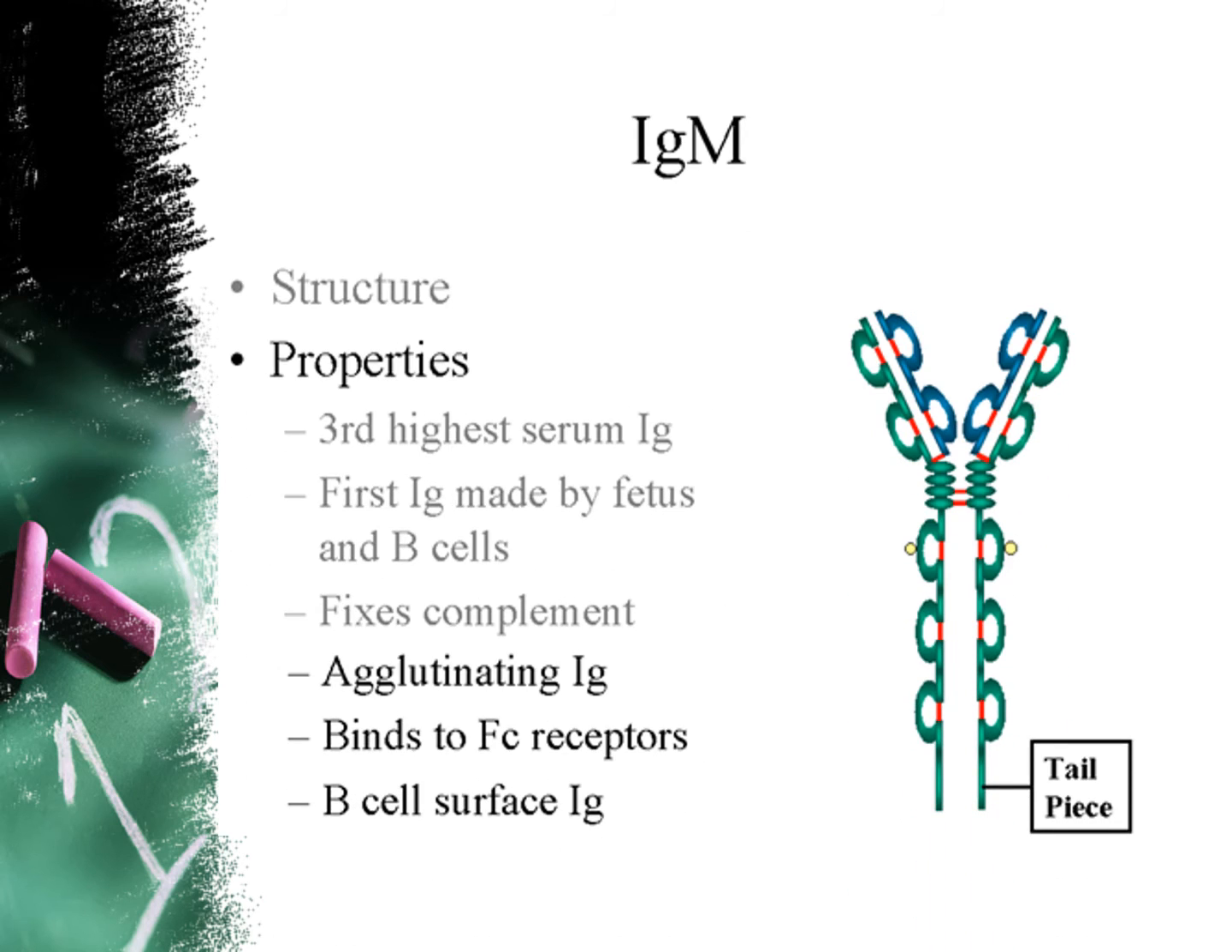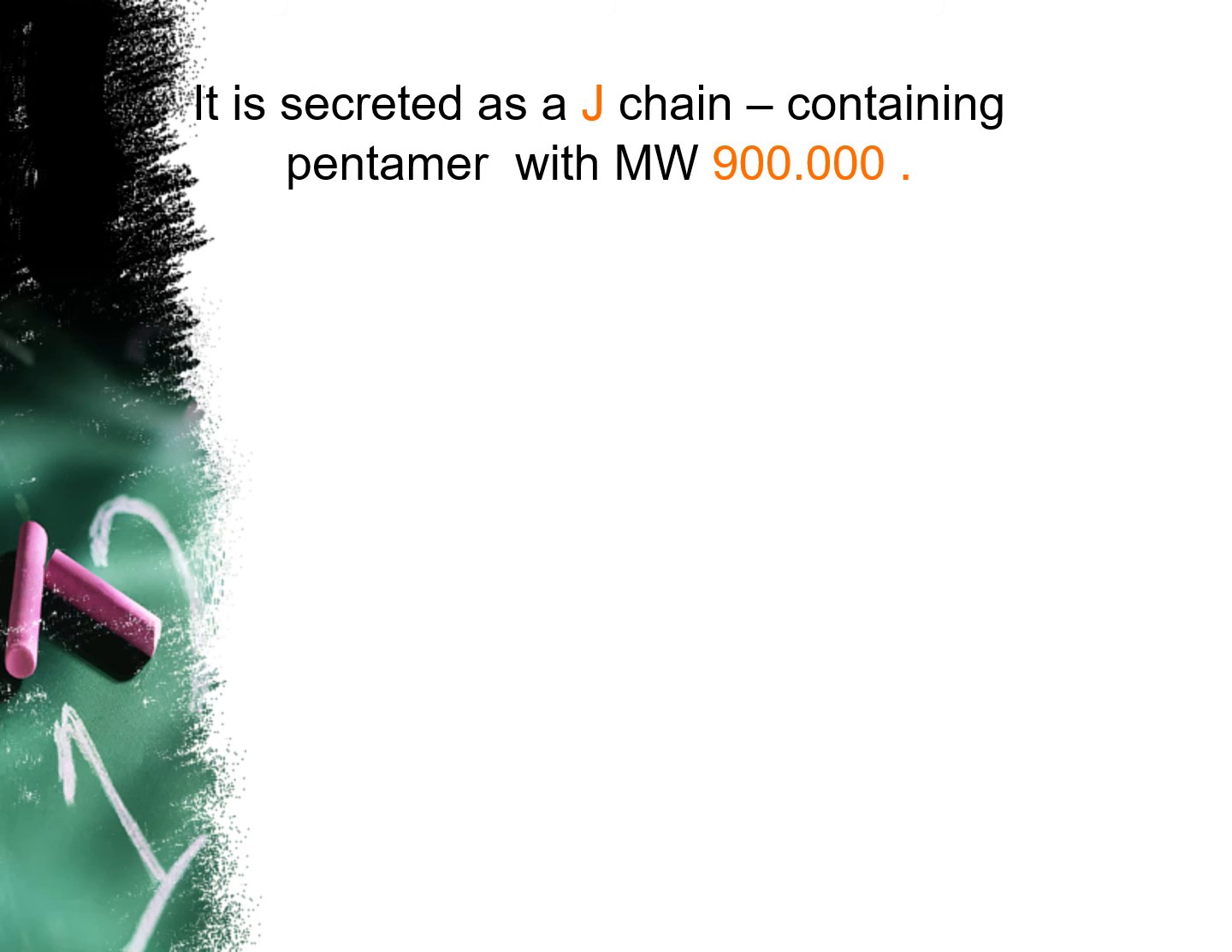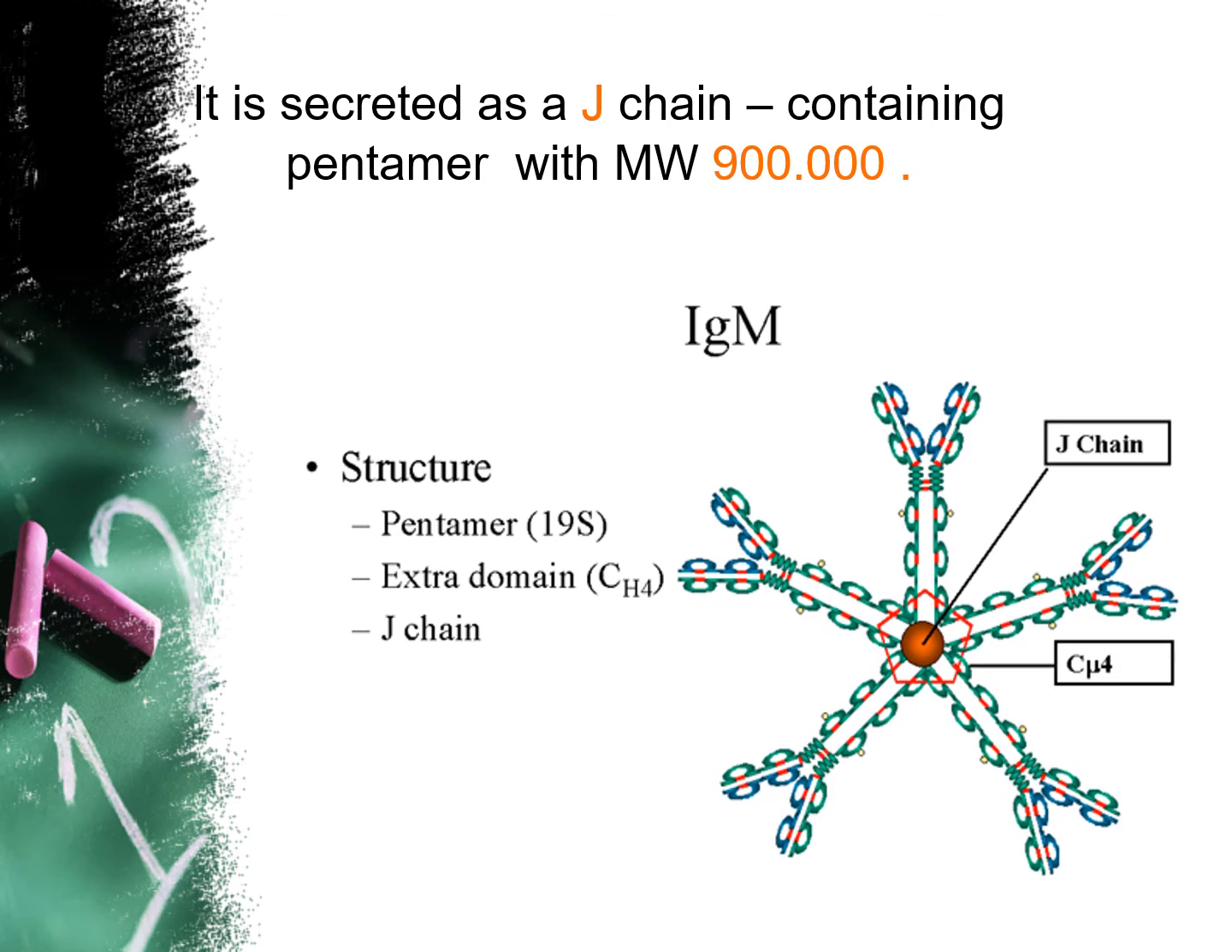This is the structure of immunoglobulin M. It is secreted as a J chain containing pentamer. This is the structure of immunoglobulin M as a pentamer.